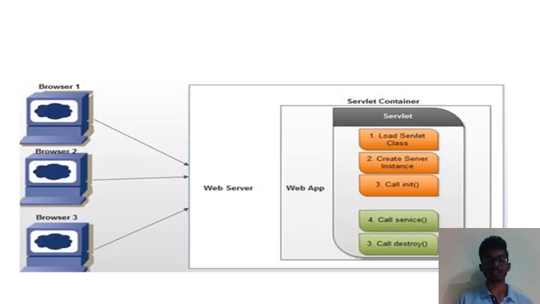This is a general structure. There will be 3 browsers, which are nothing but the clients. They access the web server simultaneously. Then in the web apps folder, we have the different classes located, and the init, service, and destroy lifecycle methods will be invoked, and this will take care of the multiple requests generated by the browsers or clients, and the response is sent to the appropriate ones.